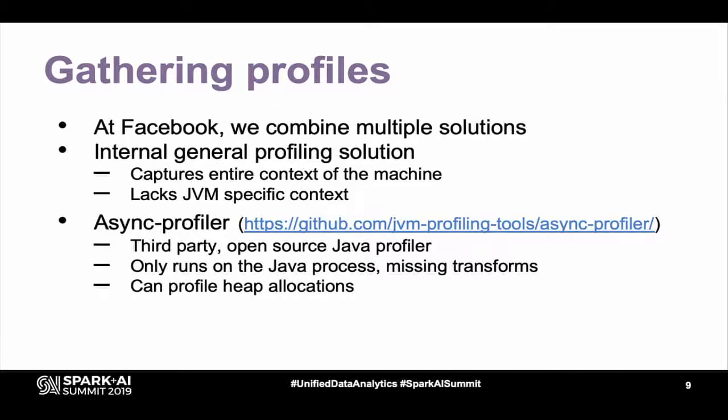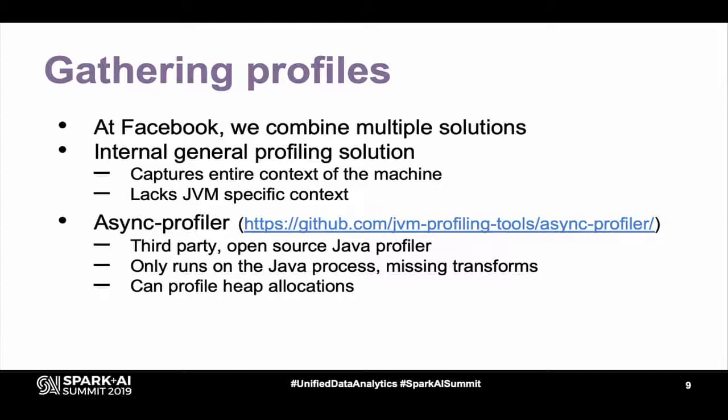It's not developed at Facebook. It's a third-party open source solution, and it's a Java-specific profiler. It knows a lot about what's going on in the JVM, and it doesn't suffer from some of the issues that other Java profilers suffer from, like safe point bias. I don't really have time to go too much into that, but in the GitHub page that I've linked here, there's a lot of information about async profiler. So if you're curious about that, you can go read about it there.